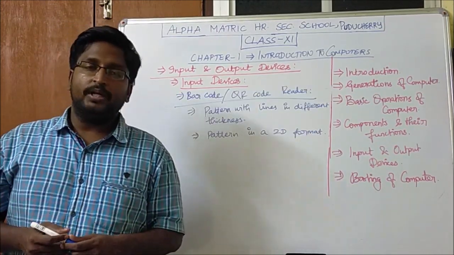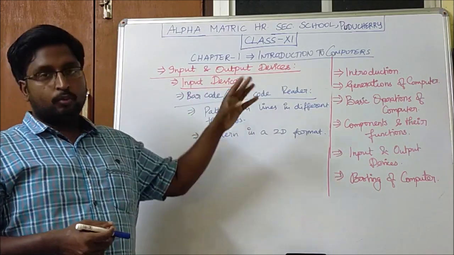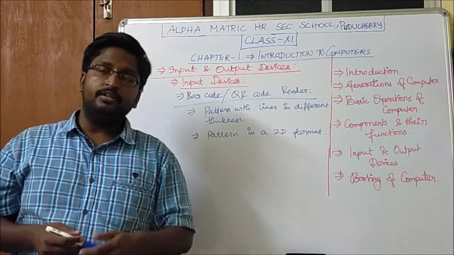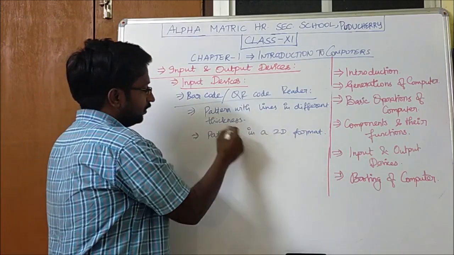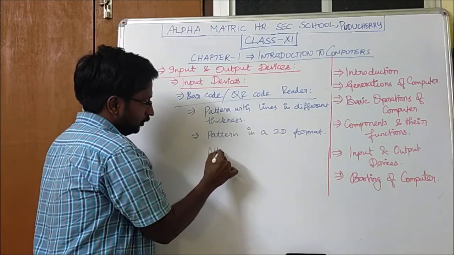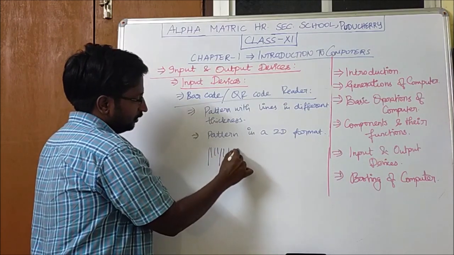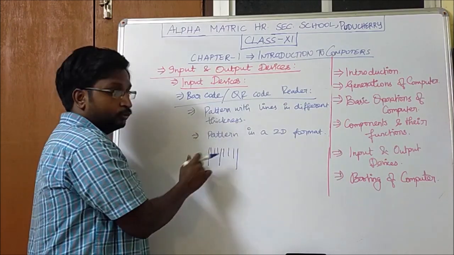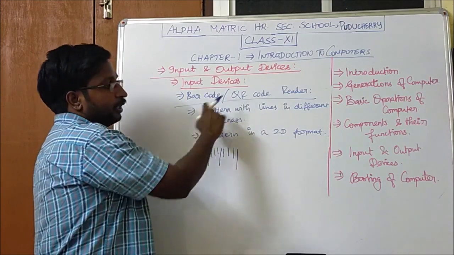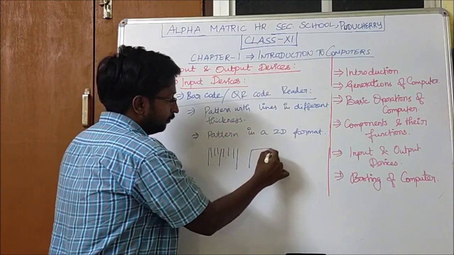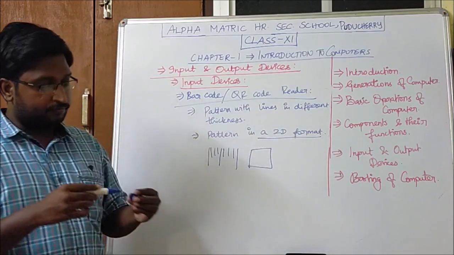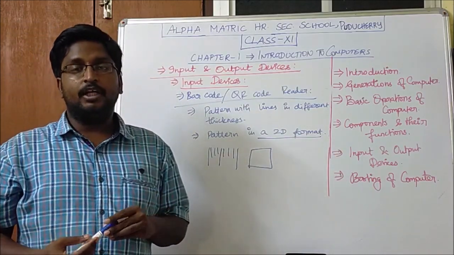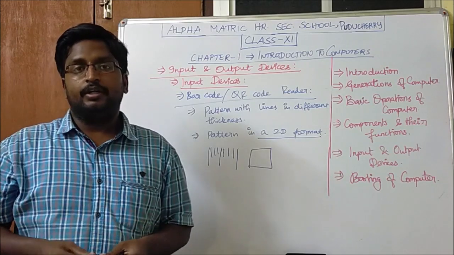And the next input device is the barcode or QR code reader. The user can read the content which is stored in a pattern of lines of different thickness. The content is stored in different lines like this, and the user can read these lines with the help of the barcode reader. Also the content can be stored in a two-dimensional format, where it can be read with the help of the QR code reader.